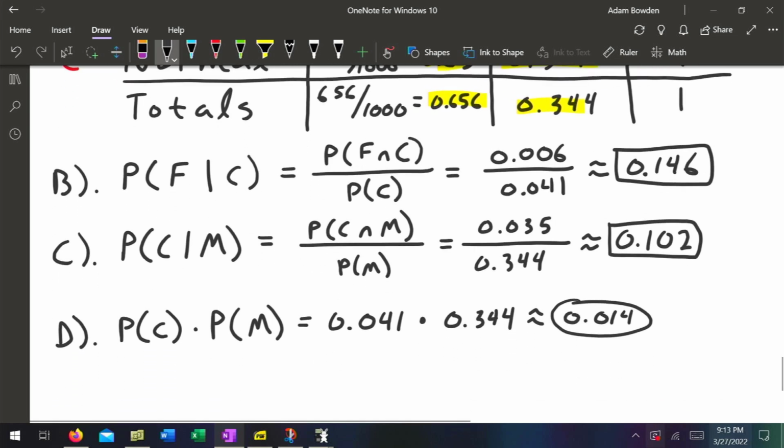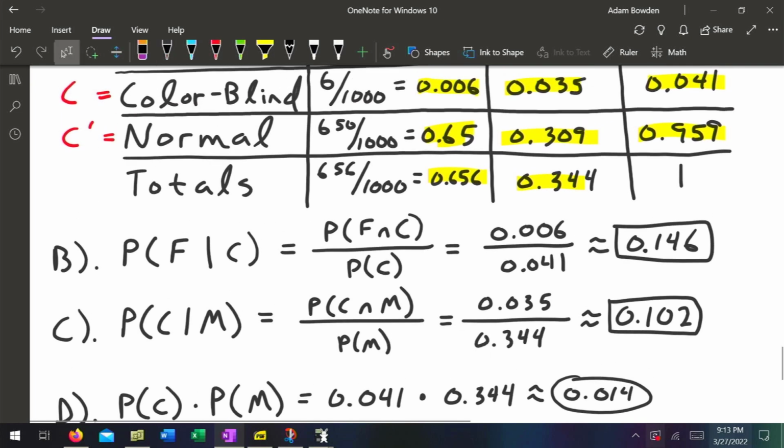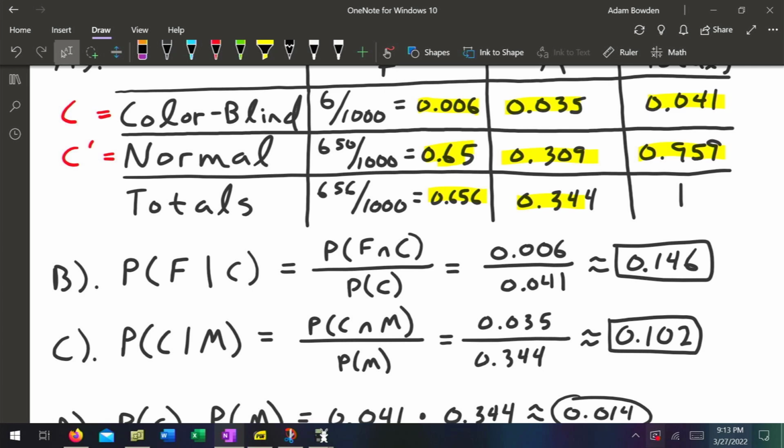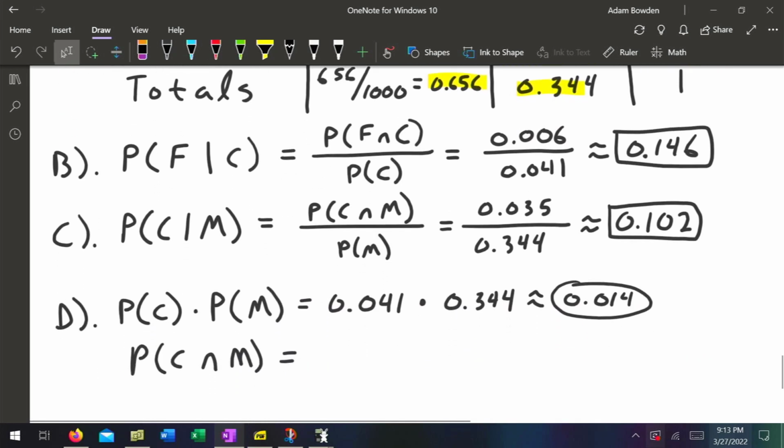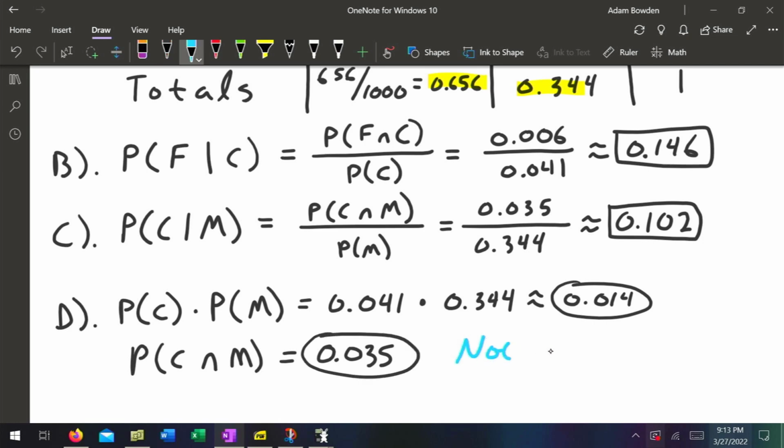To check for independence, we also compare with the probability of the intersection of the two, probability of colorblind and male, which if we look up at our table was the number 0.035. So these are not the same, however. Since these are not the same, that means that the events are not independent.